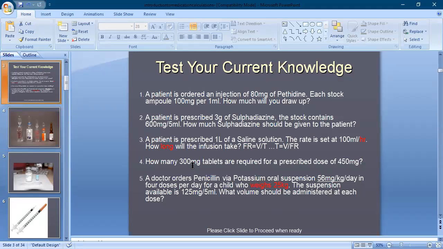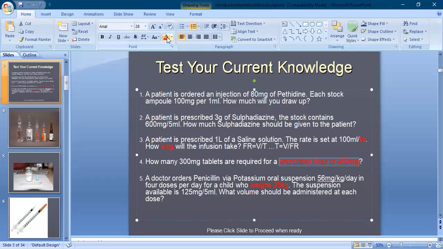How many 300 milligram tablets are required for a prescribed dose of 450? So the prescribed medication is 450 and 300 is in your hand. So the number of tablets equals the prescribed medication, 450, divided by the medication in your hand, 300. It is 1.5.